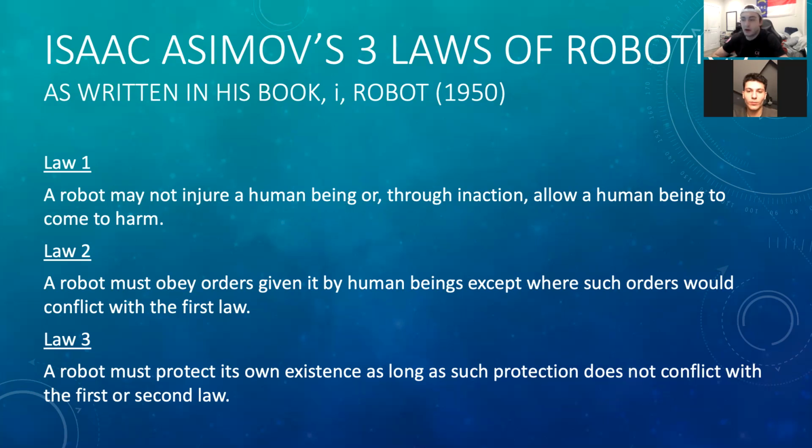So the first law: a robot may not injure a human being or through inaction allow a human to come to harm. Second law: a robot must obey orders given to it by human beings, except where such orders would conflict with the first law. And the third law: a robot must protect its own existence as long as such protection does not conflict with the first or second law. So the second and third laws pretty much revolve around the first one: don't harm or let a human come to harm.